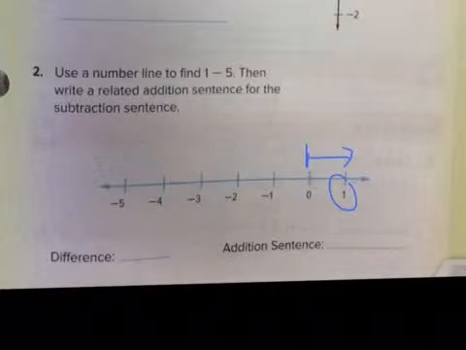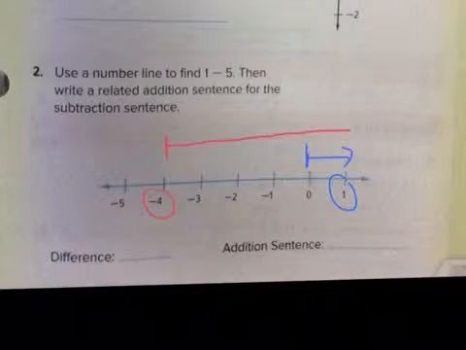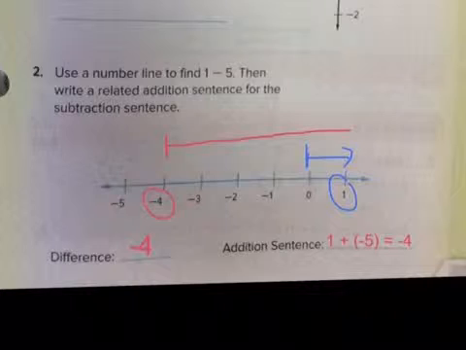And then we have negative 5. Let's make negative red. We're going to move negative 5. So we have 1, 2, 3, 4, 5, right there to the negative 4. And that's where we end up. So our difference is negative 4. Remember, when we find subtraction, we're looking for the difference. What about the addition sentence? Well, we start off with a positive 1, and then we move negative 5 to give us a negative 4.